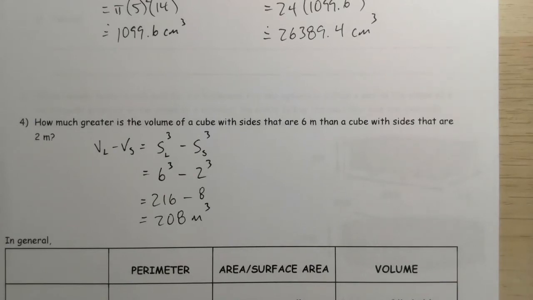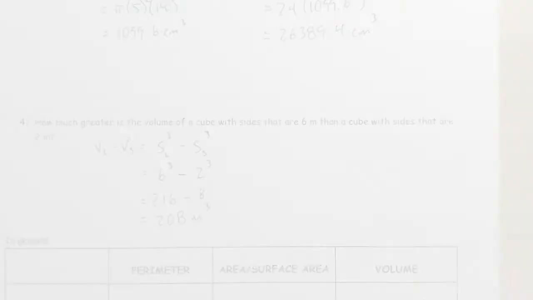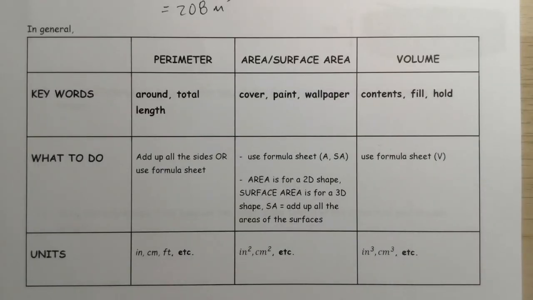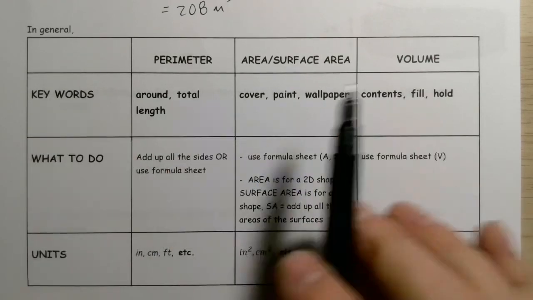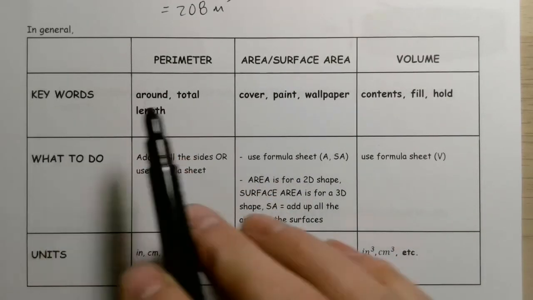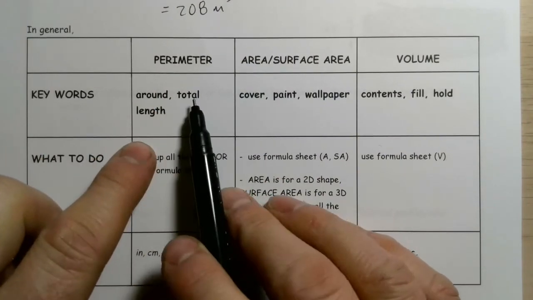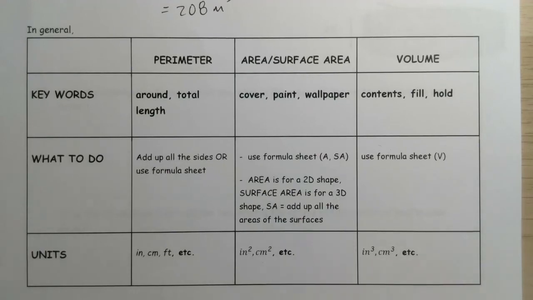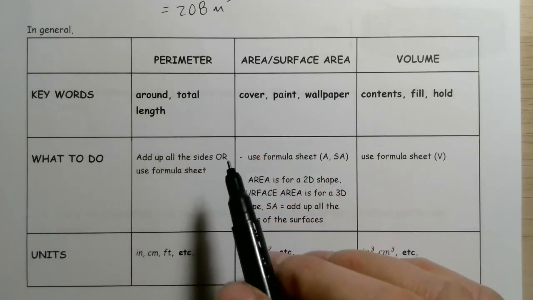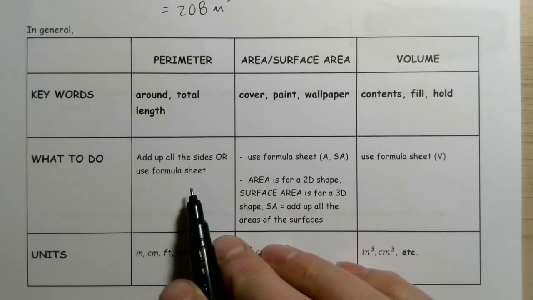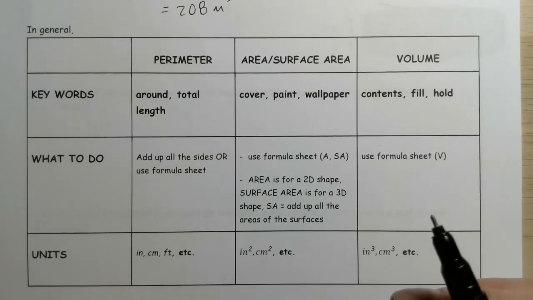Okay. So there you go, some examples to give you something to look at to help you work through how to make these volume calculations. Okay, so just before we completely wrap this up here, just some things to think about. So in general, keywords. When we're talking about perimeter, look for words like around and total length, to indicate that that's what you're doing here. And then you're going to add up all the sides, or use the formula sheet, because there might be a formula for the perimeter.